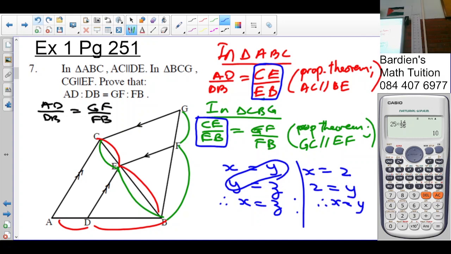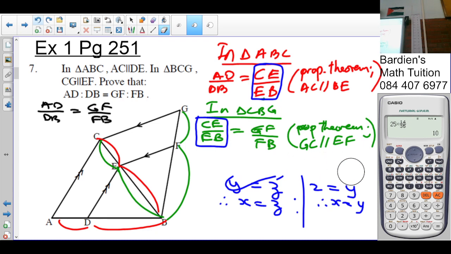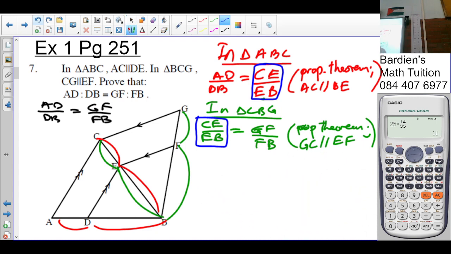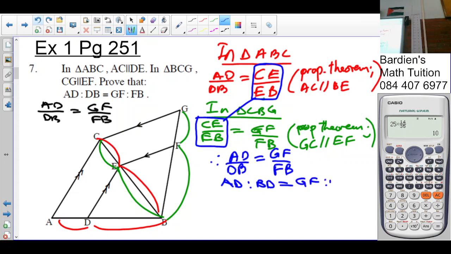Not so? On the same account, on the same understanding, on the same basis, we say the following. If AD over BD is equal to EC over EB, and CE over EB is equal to GF over FB, therefore AD over DB is equal to GF over FB. In conclusion, we can also say therefore AD is to BD as GF is to FB. And they have proven what they wanted.